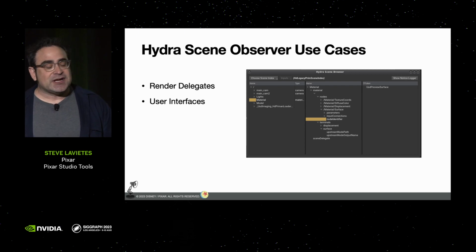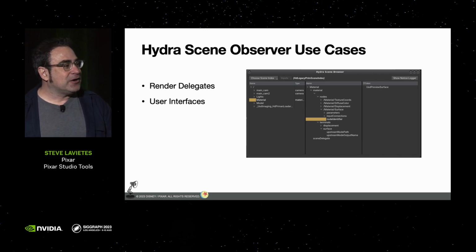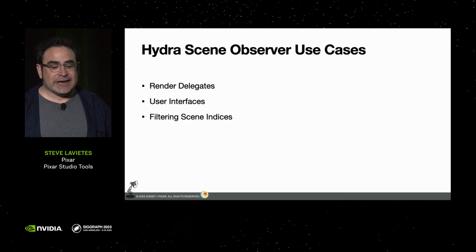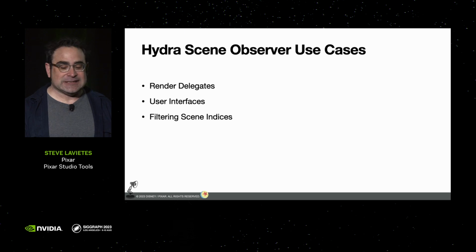So this is a screenshot of the Hydra scene browser, which we released recently, as of 2302 maybe. The USD view shipping in current versions includes the Hydra scene browser and also C++ source code if you want to incorporate something similar in your own. But the third one is the most exciting one, and that is filtering scene indices.